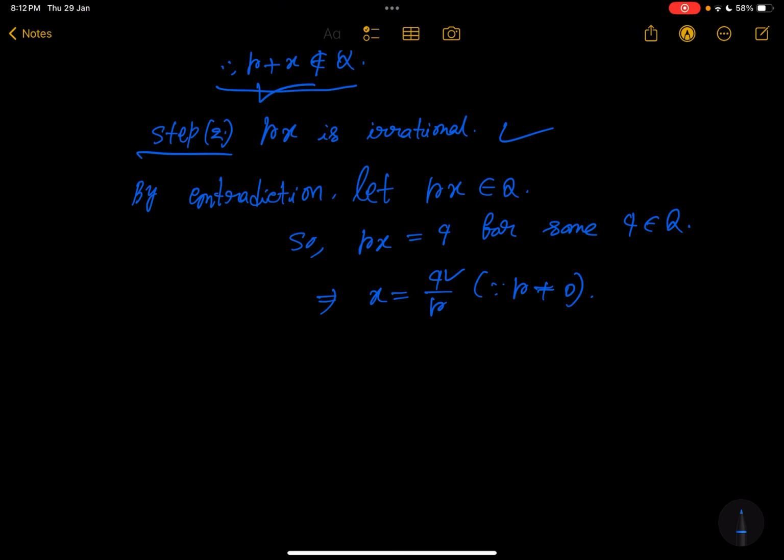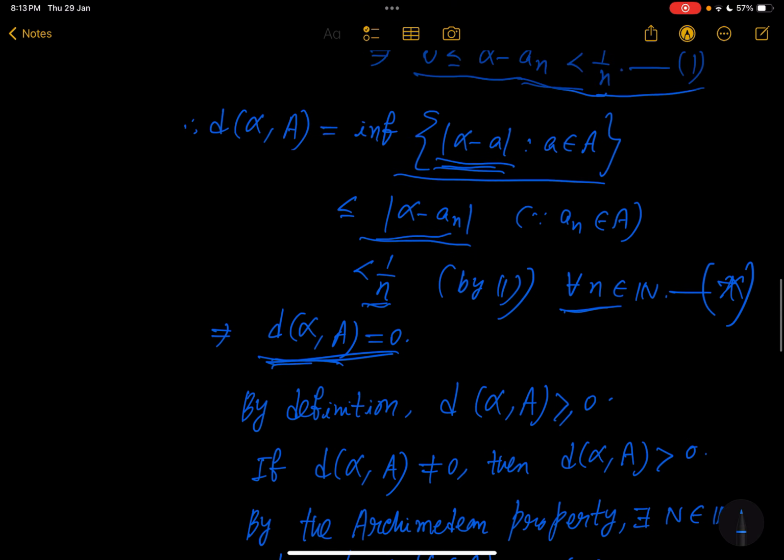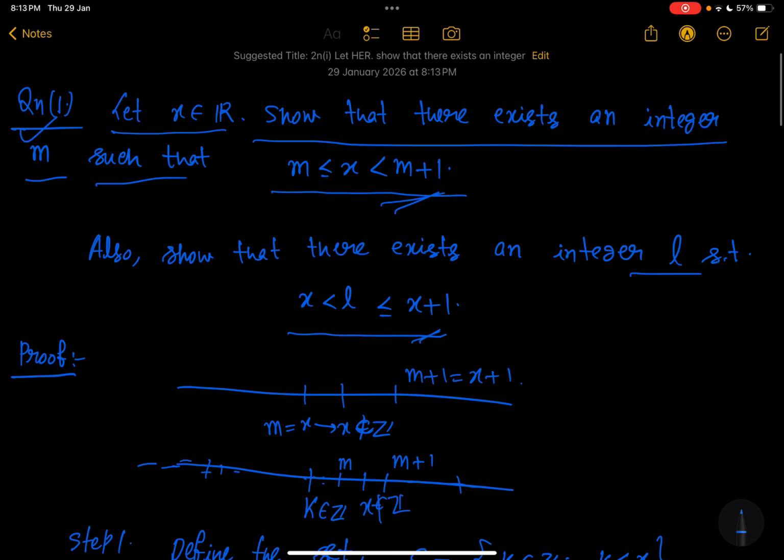Now q is rational, r is rational. So since q, r both belong to Q, this implies q by r also belongs to Q. That implies x belongs to Q, but x does not belong to Q, given x is not a rational number. So this is a contradiction. So our hypothesis, the contradiction assumption, is wrong. So rx does not belong to Q. So rx is irrational. Okay. So this solves all the three questions, and here I will end the discussion.